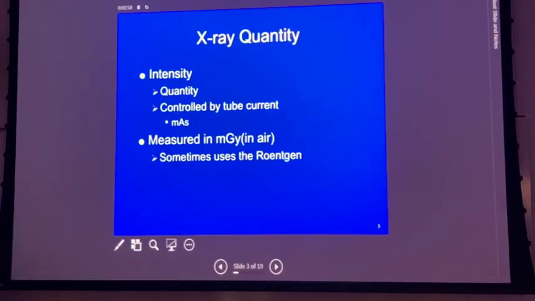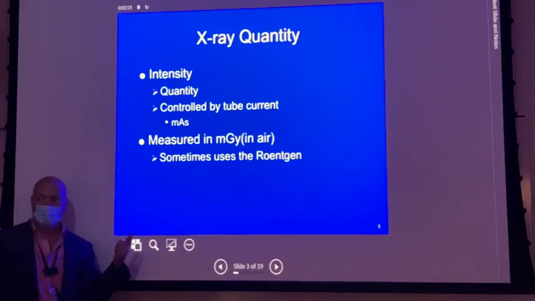Because KVP actually affects quantity more so than mass. It's hard to measure it. It's hard to tell exactly how much of a change you're going to have because as we increase KVP, what we do is we think mentally about your brem spectrum, right?